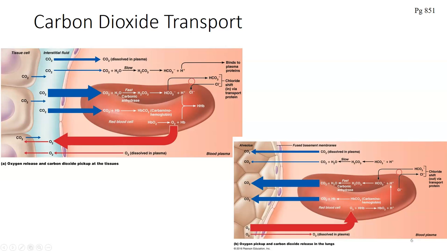In pulmonary capillaries, the process basically occurs in reverse. Bicarbonate moves into the red blood cells, while chloride moves out of the red blood cells back into the plasma. Bicarbonate binds with a hydrogen ion to form H2CO3. H2CO3 is split by carbonic anhydrase into carbon dioxide and water, and the carbon dioxide diffuses into the alveoli.